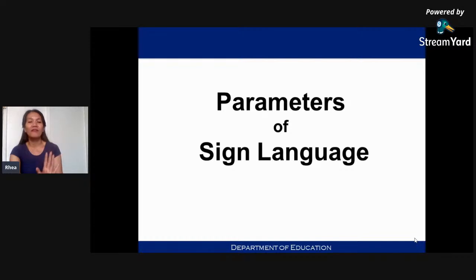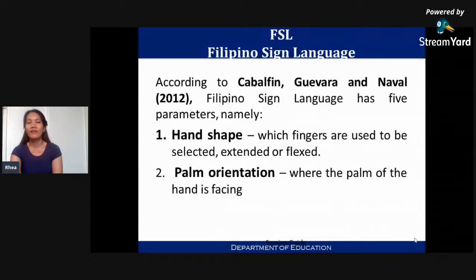And we're going to take a look. There are 5 parameters of sign language before we're going to study the manual signs. Let us now first know the different parameters of the sign language. According to Cabalfin, Guevara, and Naval in 2020, the FSL has 5 parameters. The first is the handshape, which is we're going to use our fingers. Selected fingers, it could be extended, it could be flexed. That is the first parameter, the handshape.